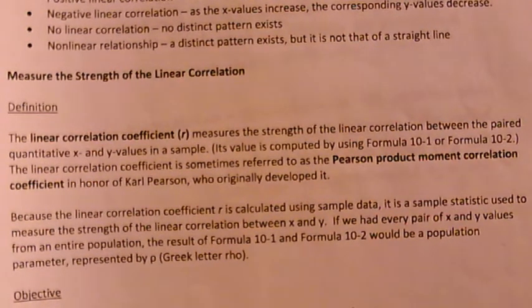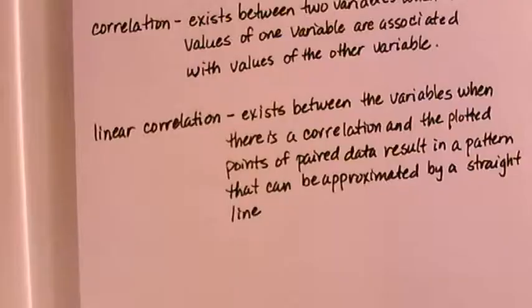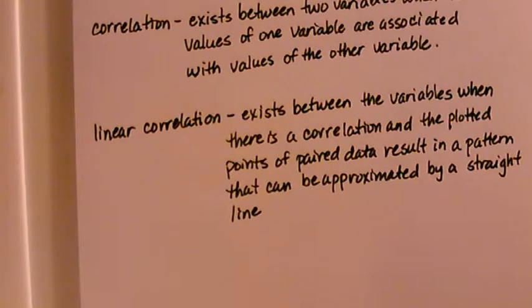We do calculate the linear correlation coefficient using our sample data, and it is a sample statistic used to measure the strength of the linear correlation between x and y. If we were to have every pair of x and y values from the entire population, then we will have a population parameter represented by the Greek letter rho. It looks like the P here, but it is the Greek letter rho. Now let me introduce the test statistic for calculating a linear correlation coefficient, which is of course r.